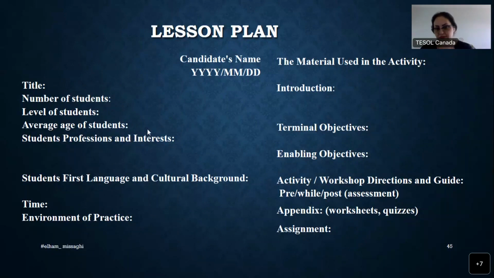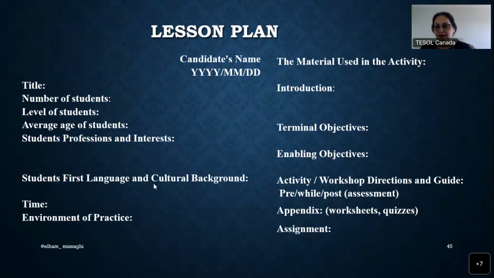It's not for children. You have another activity or you have another lesson plan for children. So level of the students, you say elementary, pre-intermediate, intermediate, or advanced. And then average age: teenagers 13 to 14, 15 to 16. But for adults, you just say adults. And interests, here it shows how well you know your students. So there are businessmen, there are housewives, there are high school students, there are university students, clerks. What's their first language?